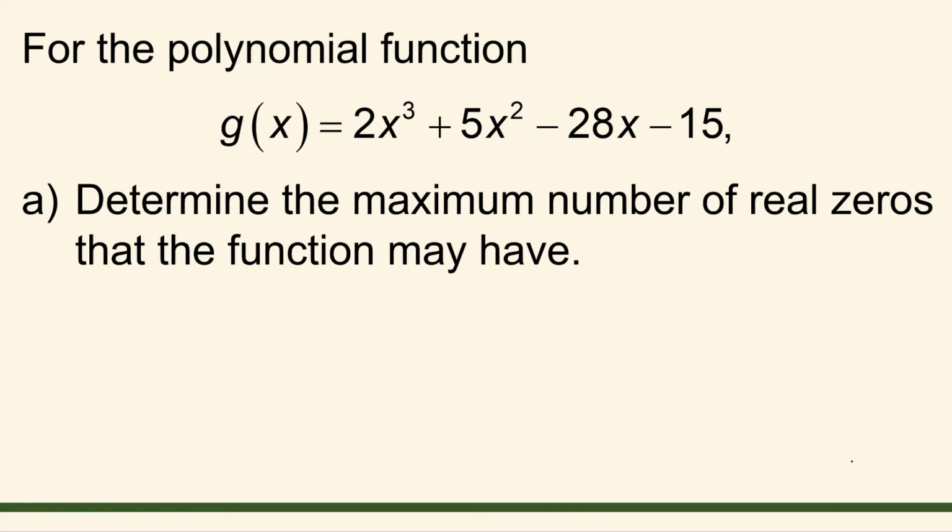Consider the polynomial function g of x equals 2x cubed plus 5x squared minus 28x minus 15. Part A, determine the maximum number of real zeros that the function may have. The degree of g of x is 3. Therefore, the maximum number of real zeros is 3.